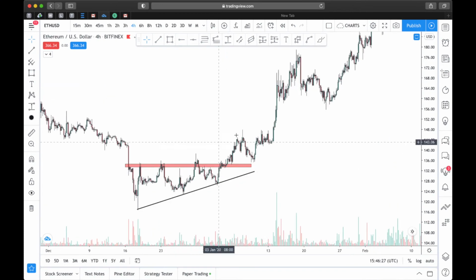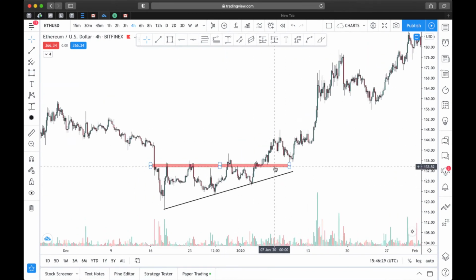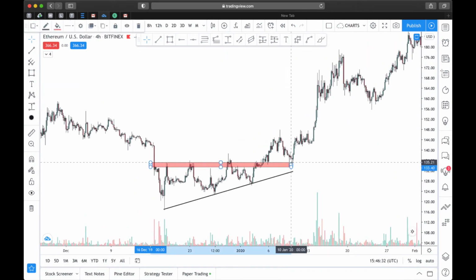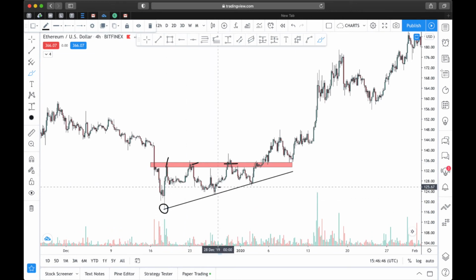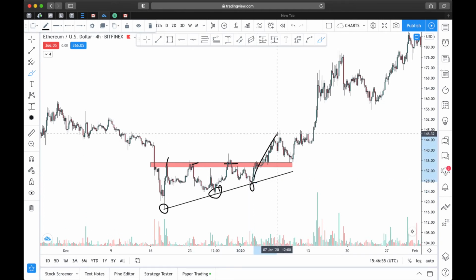For a real life scenario, this area is the resistance. You can see the highs are not forming higher highs and they are basically hitting the same region. But for the lows, they have been forming higher lows, higher low, higher low. And in this kind of chart pattern, you expect the price to break upwards.